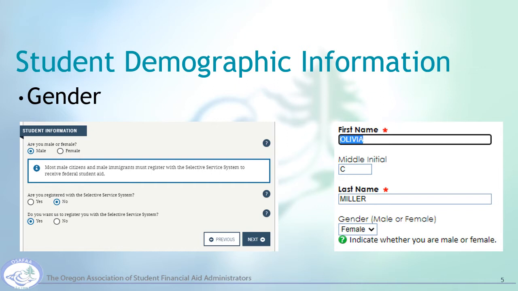It is important to remember all young men between the ages of 18 and 25 must register with the Selective Service, even if they are undocumented. You can find more information at sss.gov.